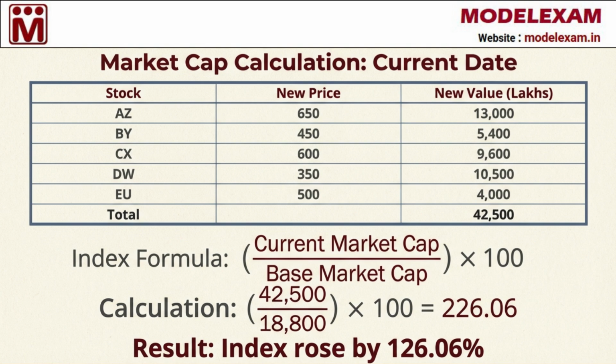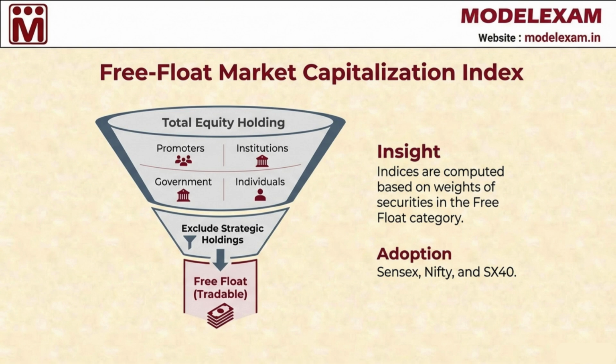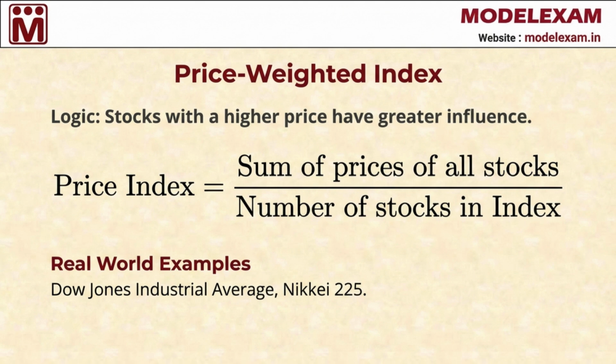Famous Indian indices like the Sensex and Nifty were originally designed this way. However, there's a slight variation of this called the free float market capitalization index. In many companies, not all shares are available for regular people to buy and sell. Some might be locked away by the company's founders, known as promoters, or held by the government. A free float index only looks at the shares that are actually available for immediate trading in the market. Today, this has become the global standard, and it's how major indices like the Nifty 50 and Sensex operate right now.